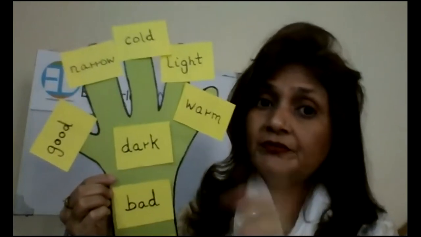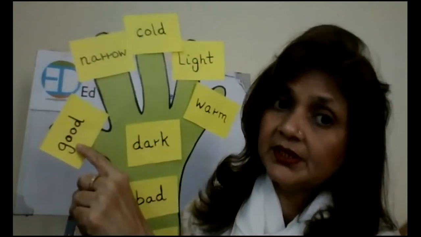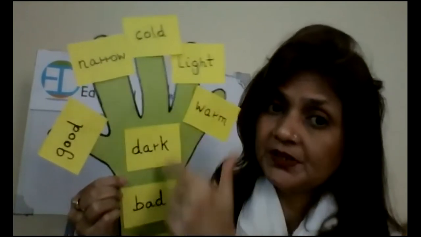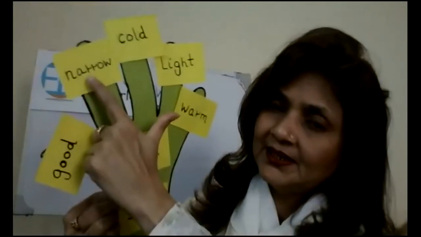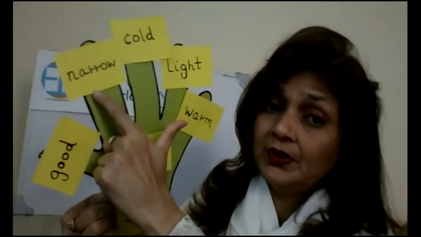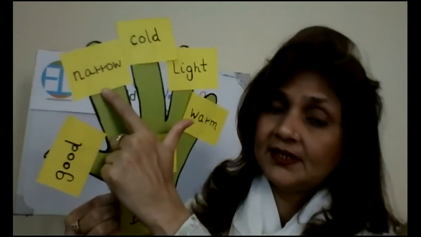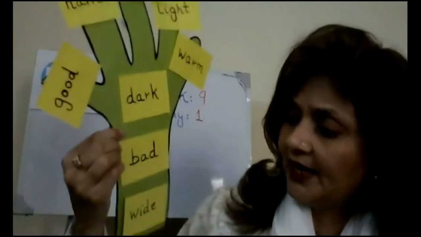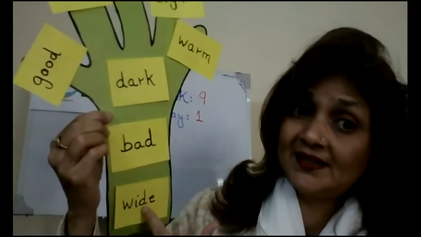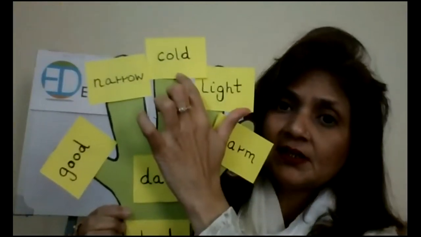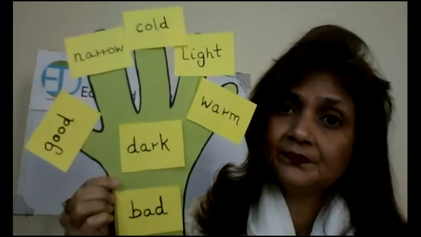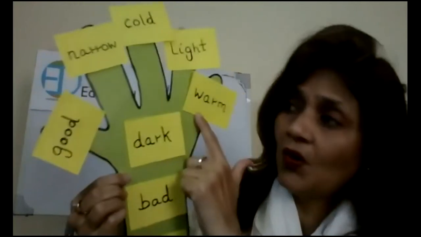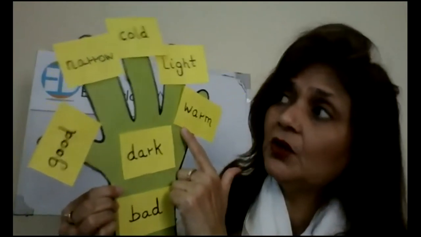Now let's go to the first word first. This is word good. Now can you find the opposite here of good? Bad. Correct. Very good. The second word is narrow. You know the meaning of narrow? Yes. Now find out the opposite of narrow. Wide. Narrow, wide. Okay. Now which word is this? Cold. Can you find the opposite of cold? Yes. Warm. Correct. Opposite of cold would be warm.